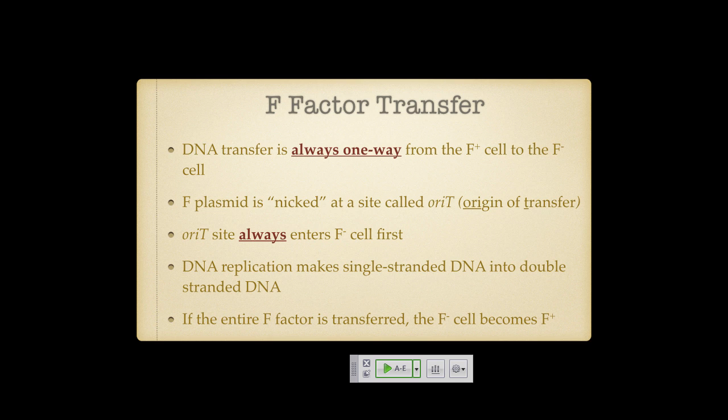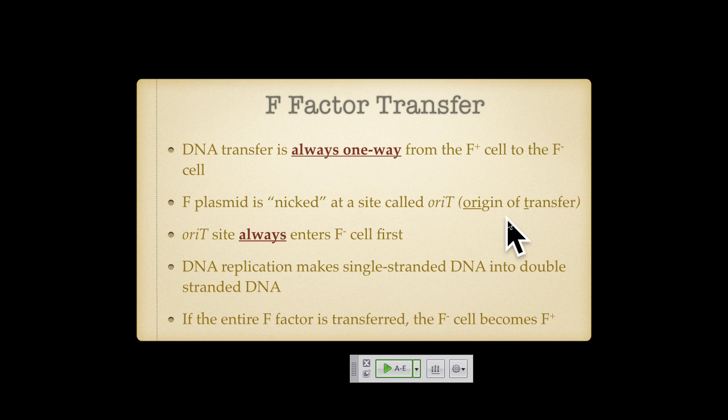So this DNA transfer is always one way, from the F plus to F minus, and it always starts at the same point. There's a DNA sequence on that F factor called ORI-T, for the origin of transfer. The DNA becomes nicked. This is a jargon term. It means one of the phosphodiester bonds between two adjacent nucleotides gets broken, but only on one strand. So the circular DNA remains together, but you've broken the covalent bonds between the DNA strand, and you can literally just sort of peel that DNA off.